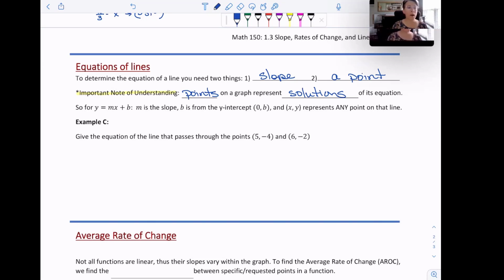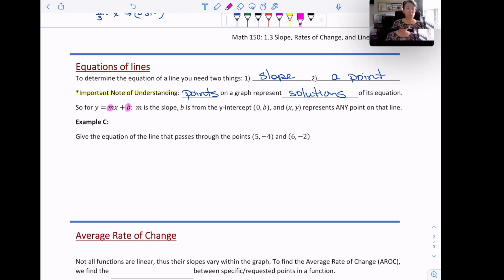So when we're looking at y equals mx plus b, remember we usually try to find the slope and the y-intercept, but we leave the x and y as variables. That's because the m is the slope, it's constant, it's not going to change. The b is a particular y value, it's the y-intercept, it's not going to change. But that generic x and y represents all the points on that line, all possible pairing solutions that we have.